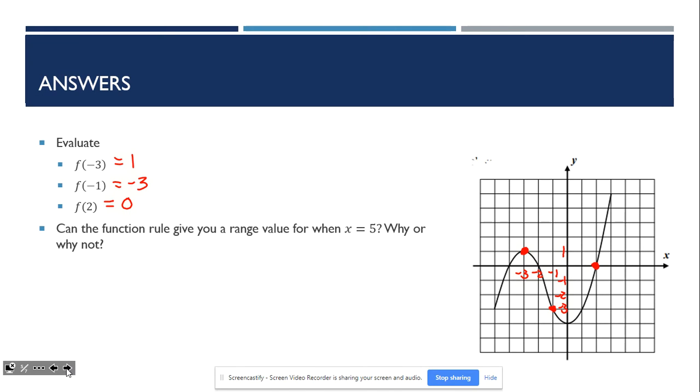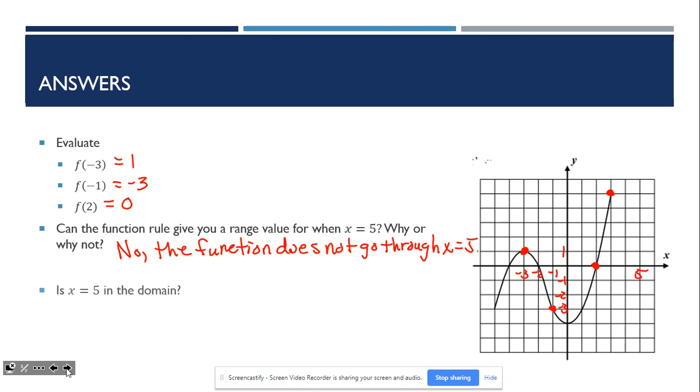Next, can the function rule give you a range value for when x equals 5? Why or why not? So x equals 5 is out here. The function clearly stops at this point right here. So the answer is no. The function does not go through x equals 5. Therefore, is x equals 5 in the domain? The answer is no, since the graph does not go through at x equals 5.